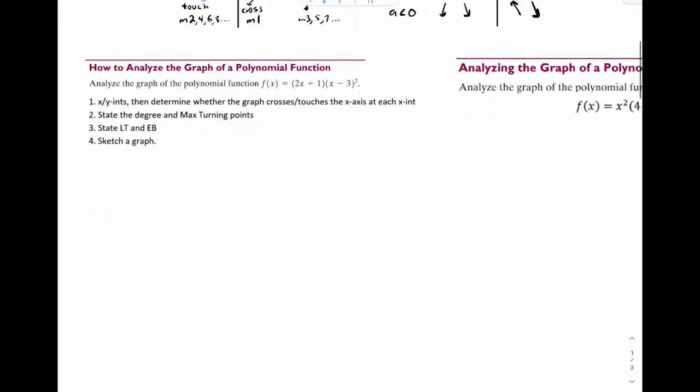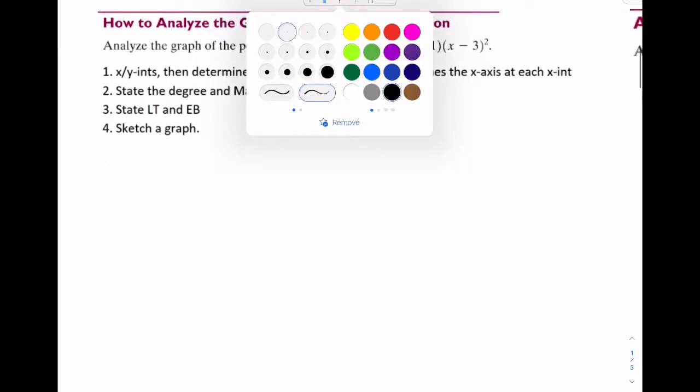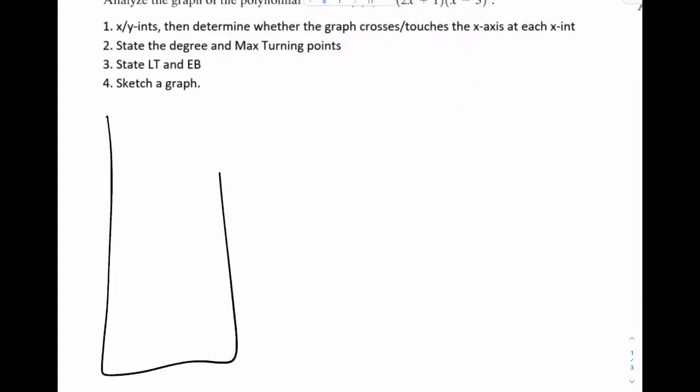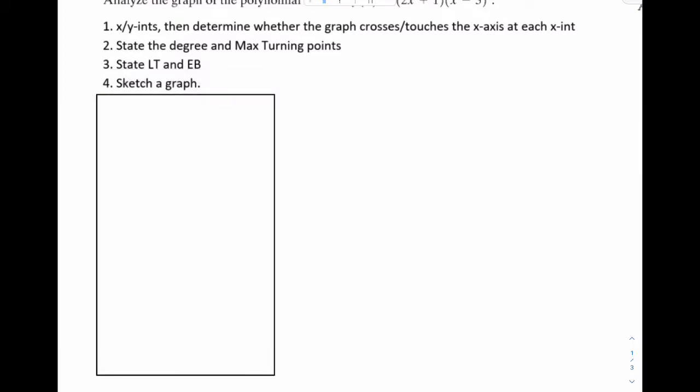So problem number 1, analyze the graph of this function. So in this video, we're actually going to graph it start to finish. So the first thing you're going to want to do is draw an info box. Essentially, you're going to make a rectangle. So I'm going to make a rectangle like this, and I recommend you do the same. In the rectangle, we're going to put all this information that's stated up here. For x-intercept, we typically put z for zeros.